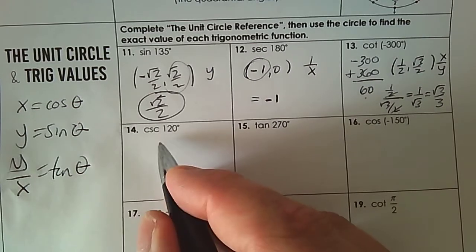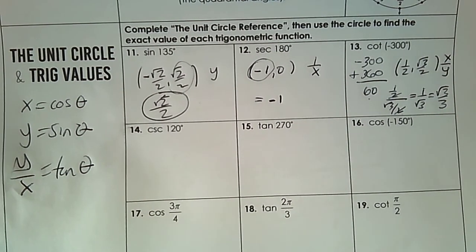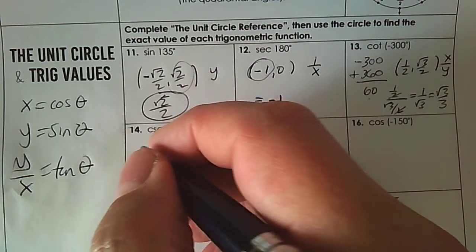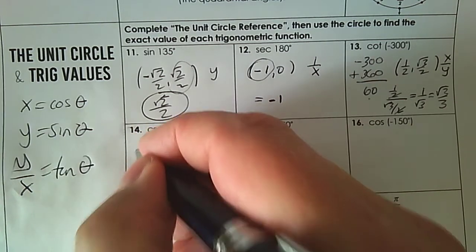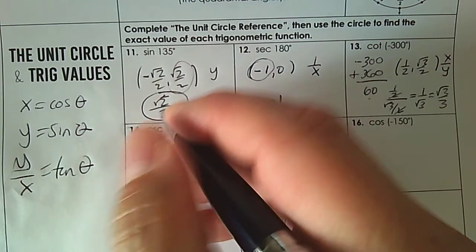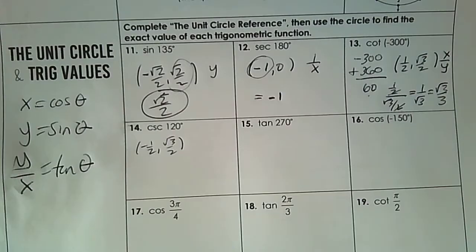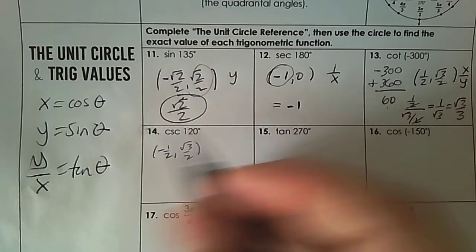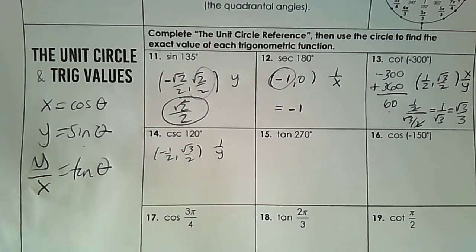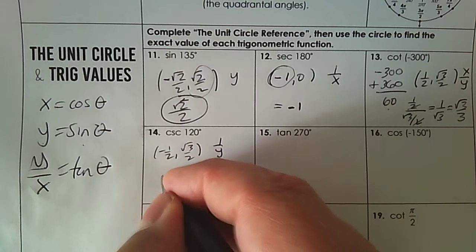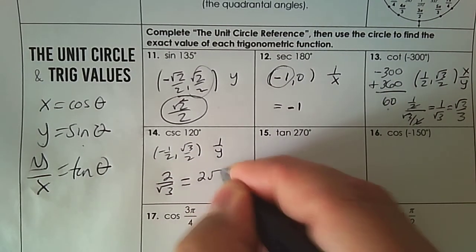All right, number 14. What's the value of cosecant at 120? I first need to know the point on the unit circle that goes with it. So for 120, you can look at your circle. What's the point at 120? It's negative 1/2 and root 3 over 2. What's the definition of cosecant? It's the reciprocal of sine. So it's the reciprocal of the y-coordinate. Can you find the y-coordinate, do the reciprocal, and then multiply by root 3 top and bottom to get your answer?